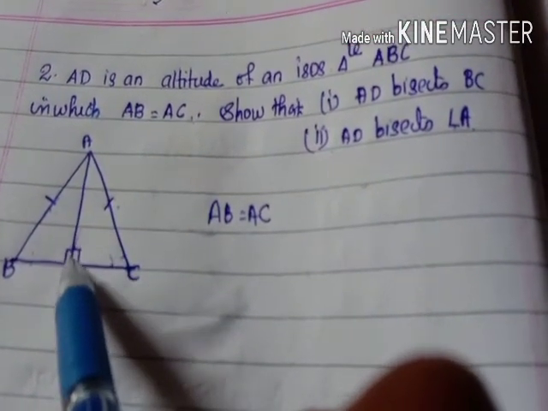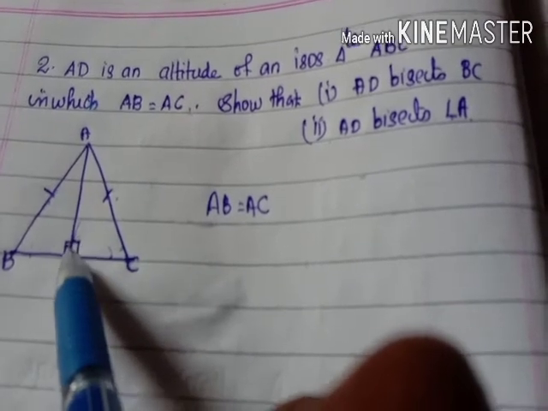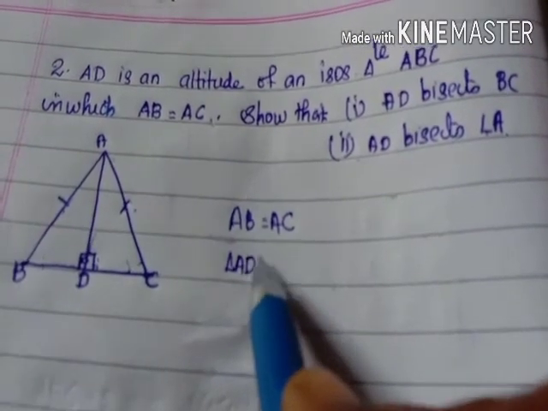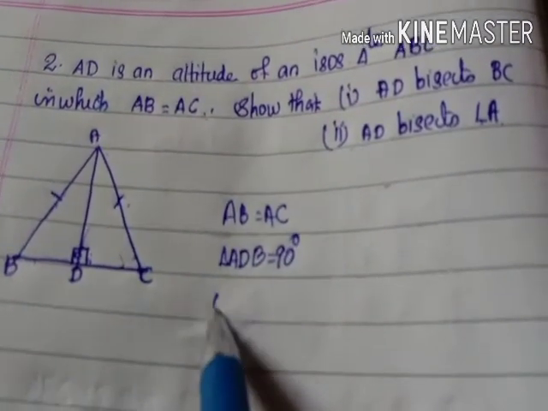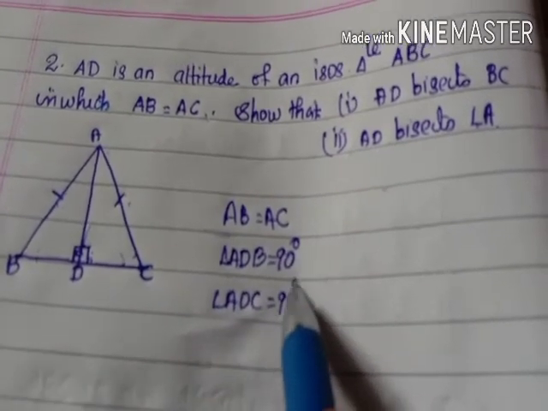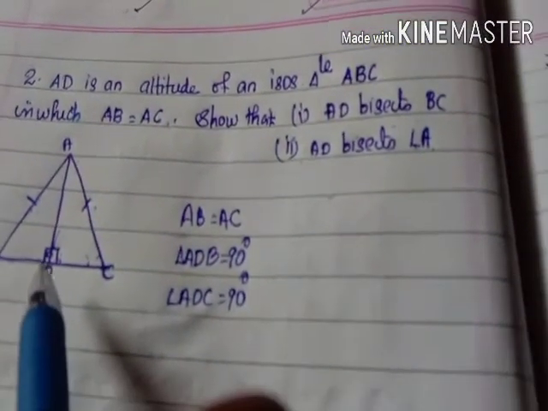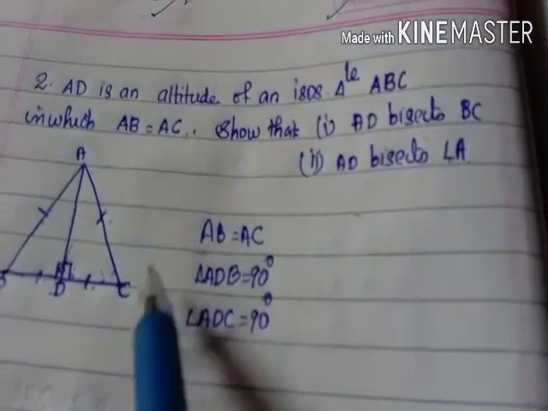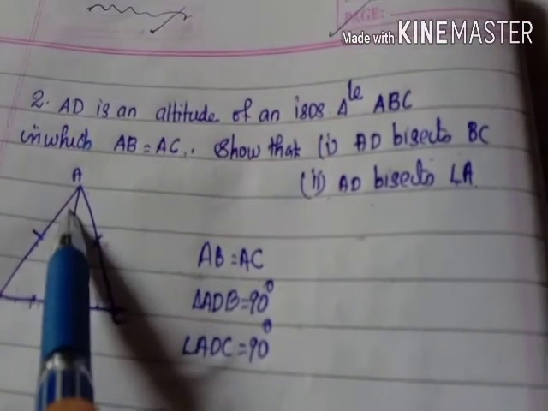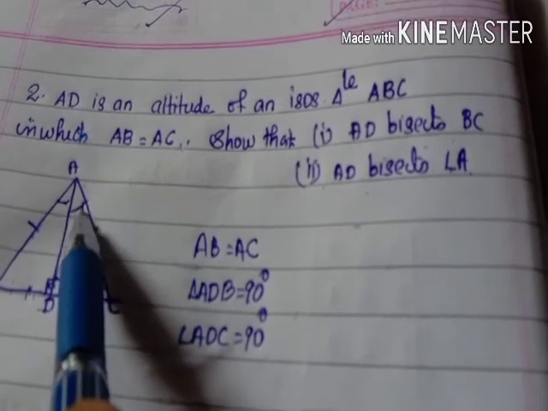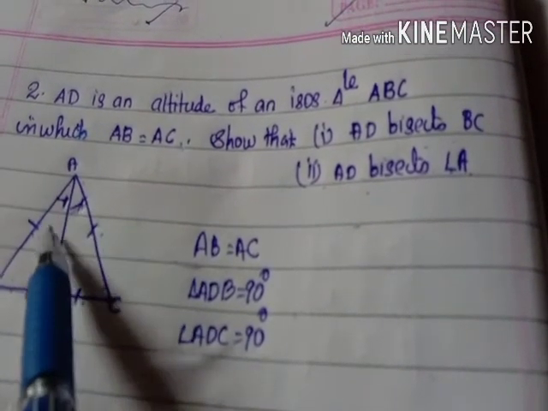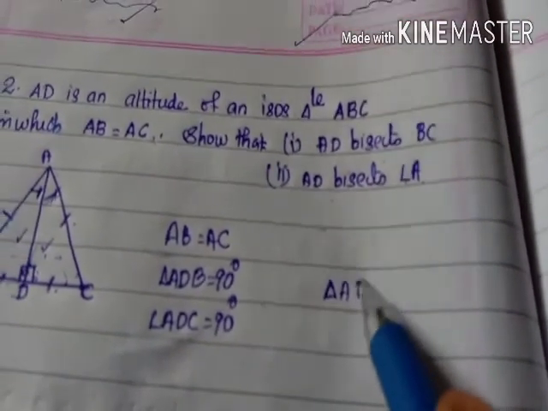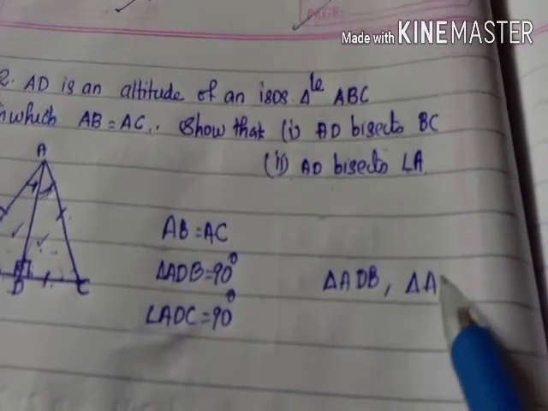Now AD is an altitude. Altitude means 90 degree angle. So listen, angle ADB equal to 90 degree. Similarly, angle ADC equal to 90 degree. That's the meaning of altitude. Now, to prove AD bisects BC and AD bisects angle A. Okay, so let us consider these two triangles, triangle ADC and triangle ADB. So triangle ADB and triangle ADC.